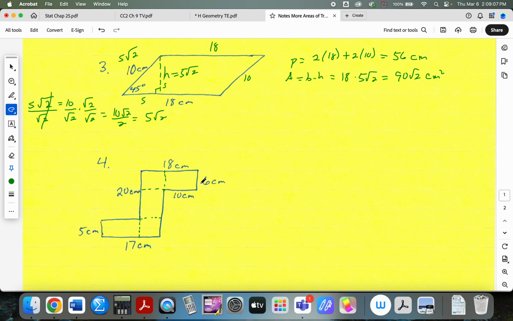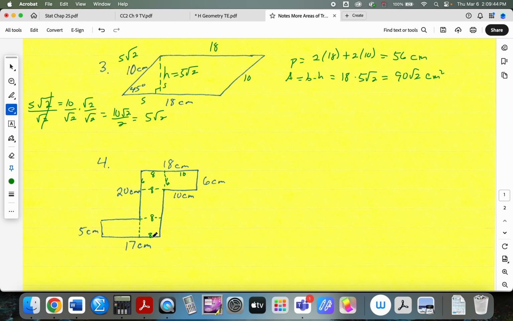So starting up here at the top, we know that all of these are going to be little rectangles. So if this is 6, so is this, and so is that. And if this is 10, so is this piece. Now, if this piece is 10, how much does that leave for this piece? 8. So that's 8. This is 8, this is 8, and this is 8.